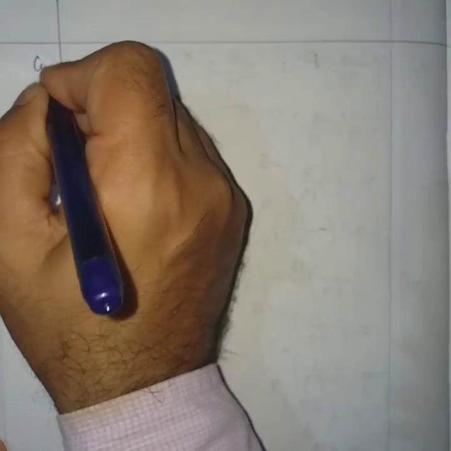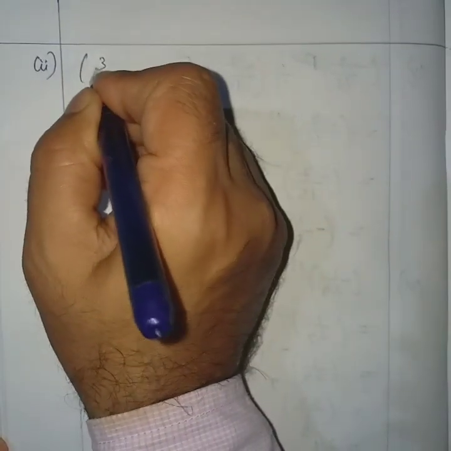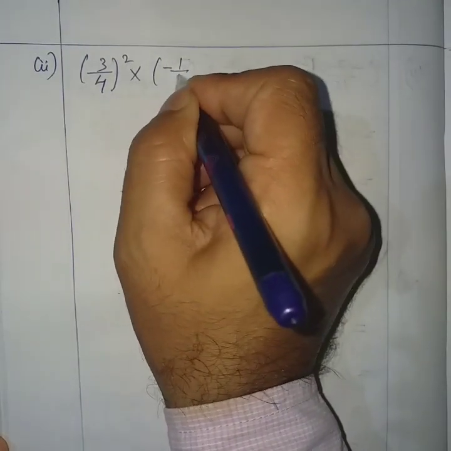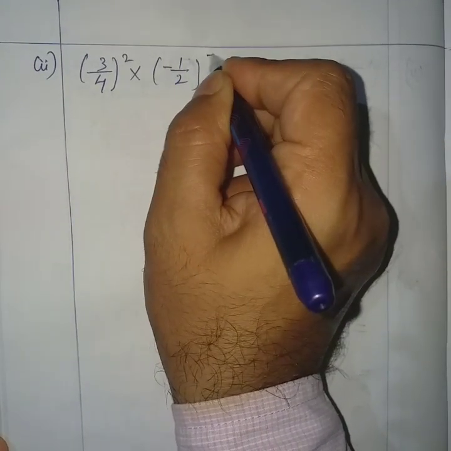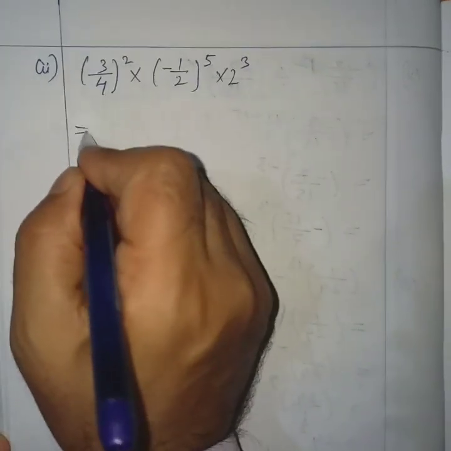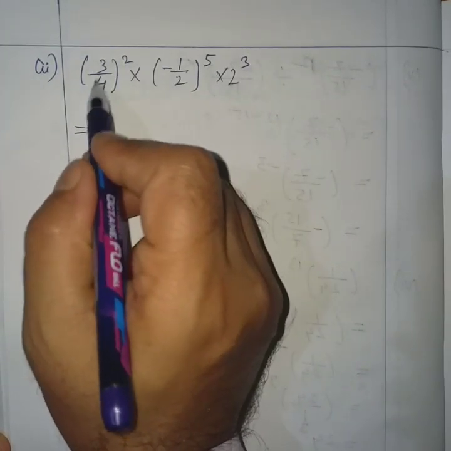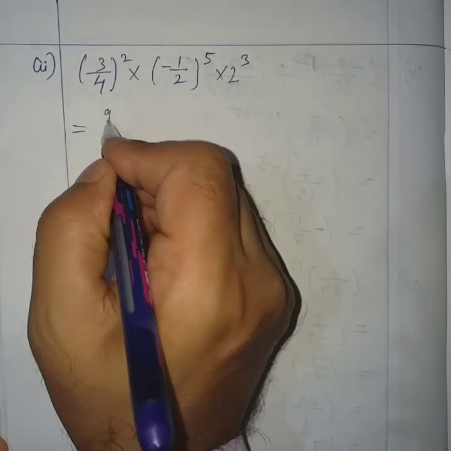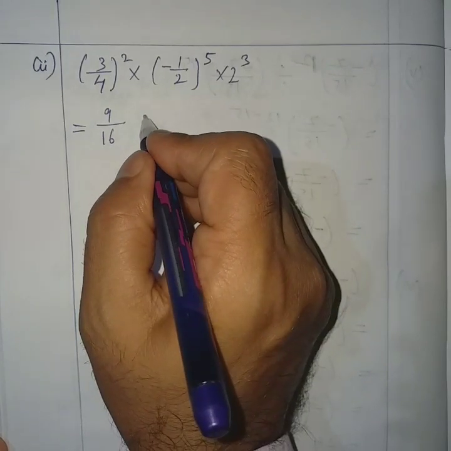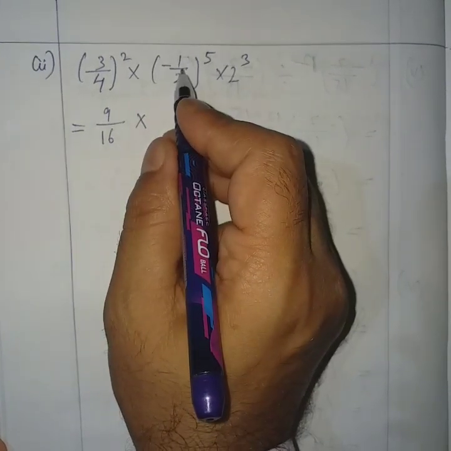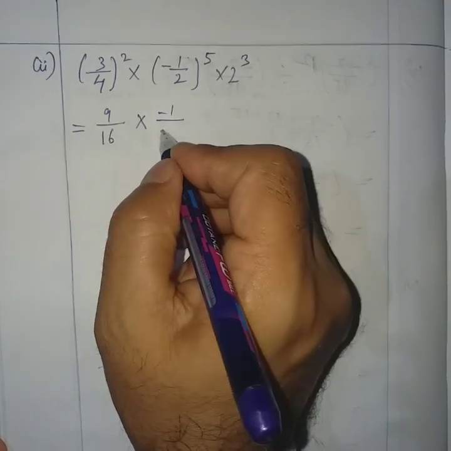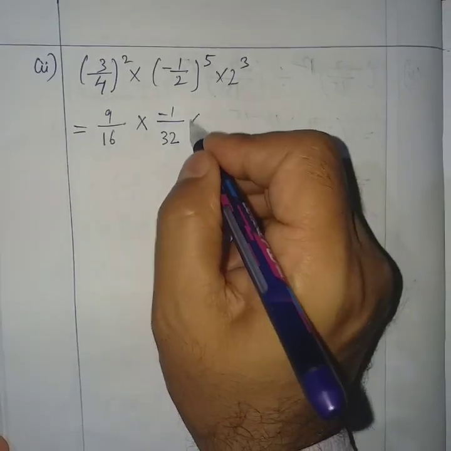To number 3: (3/4) whole squared into (-1/2) whole to the power 5 into 2 cubed. Okay, so here first of all let us solve. 3 squared is 9 and 4 squared is 16, 4 fours are 16. Okay, minus 1 to the power 5 is minus 1 only. 2 to the power 5 is 32. Okay, you can check in the rough.